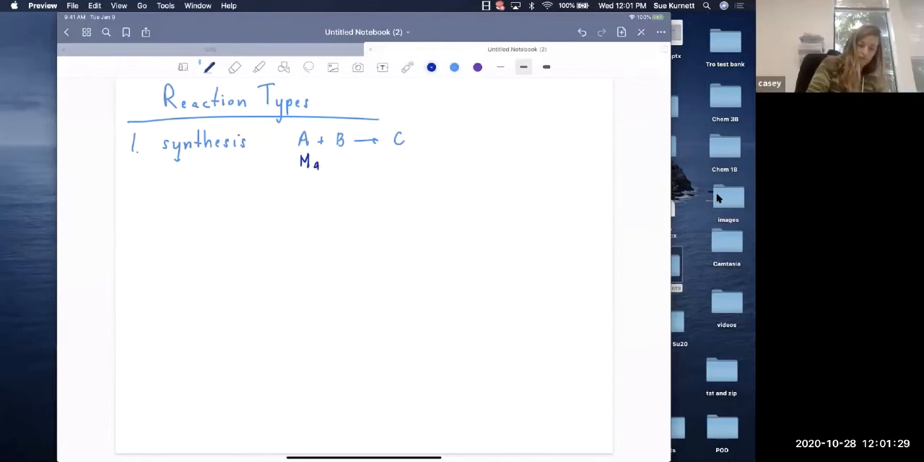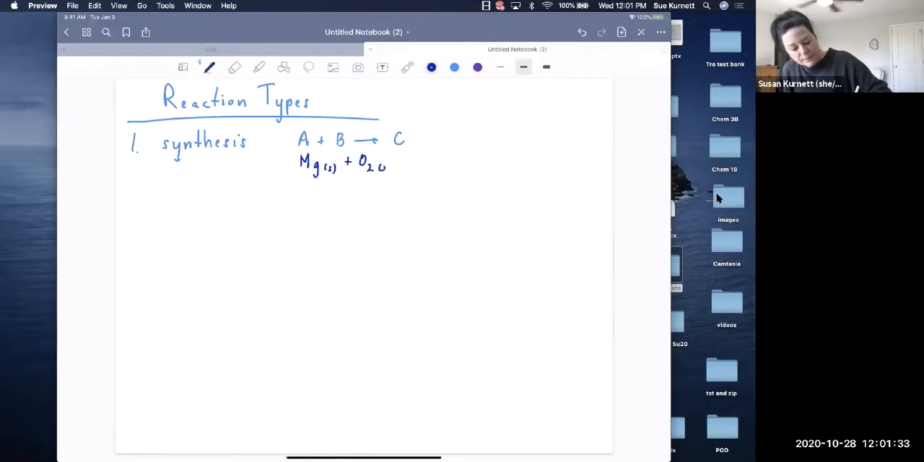magnesium combines with oxygen to form a solid, magnesium oxide. And Rhiannon gave you data for a lab that looked like that. Here I have an equation that's unbalanced, but I have the right reactants and products. I've written the formulas correctly. And so now I'm going to add some coefficients.